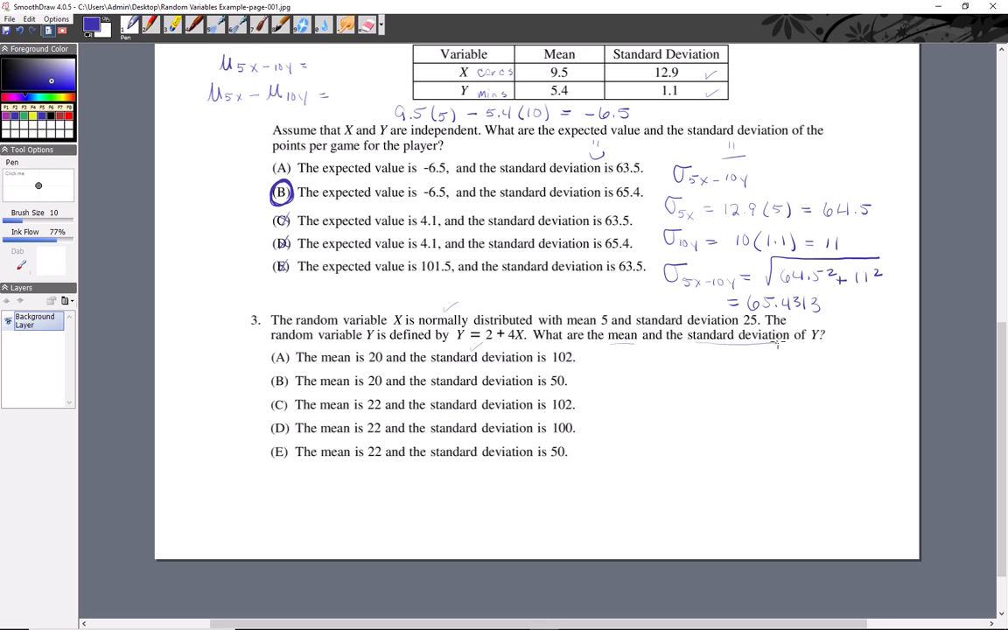Okay? So to get y, we're just going to take the original mean, which is 5. So let's go ahead and call this mu of 2 plus 4x, and that'll be your mean for y. So that'll be 5 times 4 plus 2 is 22. All right, so that takes that out, and that takes that out.